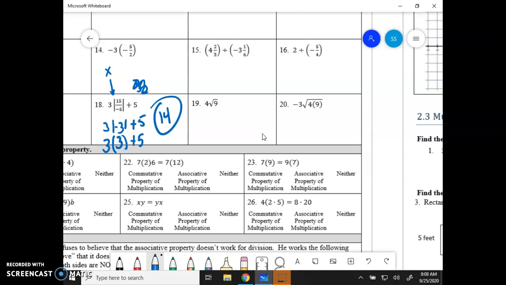Okay? How about number 20? So again, we have to simplify under this square root symbol first. So let's do 4 times 9. That's 36. So what is the square root of 36? We still need to do that first. Square root of 36 is 6. Again, I'm going to put this in parentheses because I need to remind myself there's no symbol in between. That means we need to multiply. So we're going to do negative 3 times positive 6, which is negative 18.